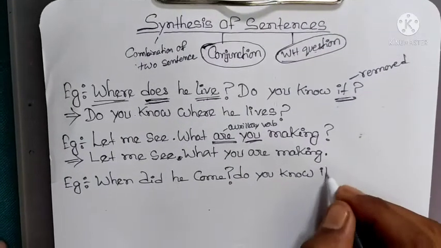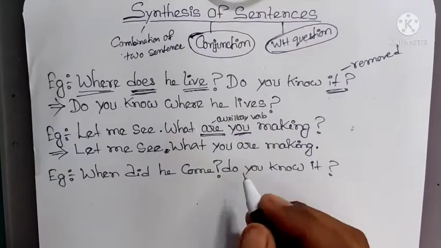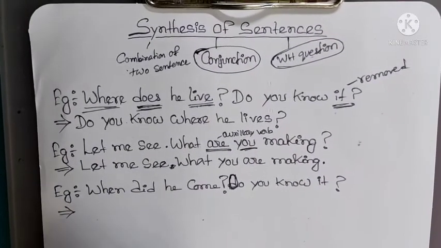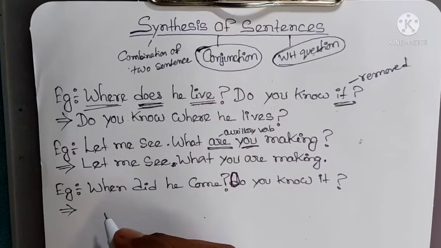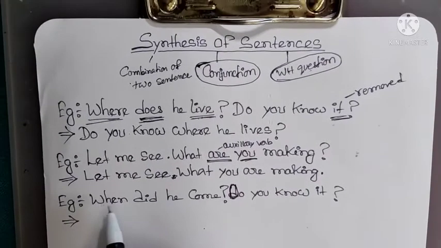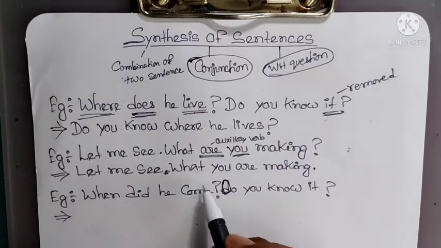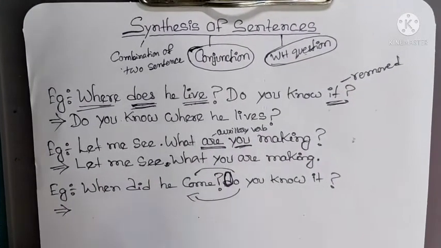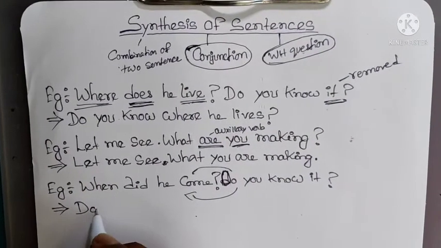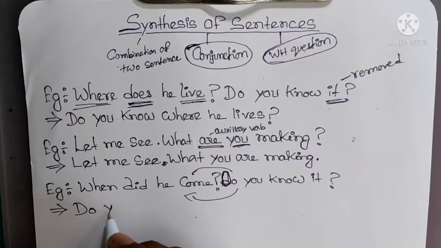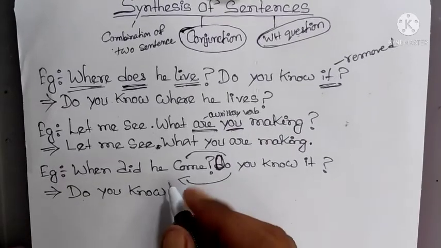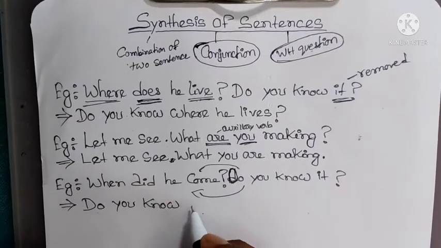Do you know it? So here in this sentence, how will we change it? We will write the WH question in the last, and this "do you know" we will write in the first. So we will write "do you know when".